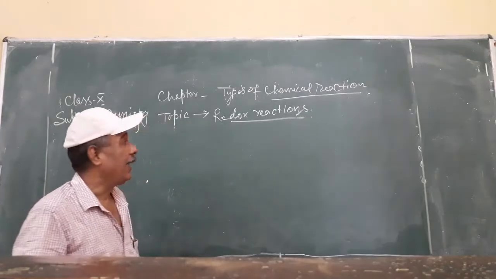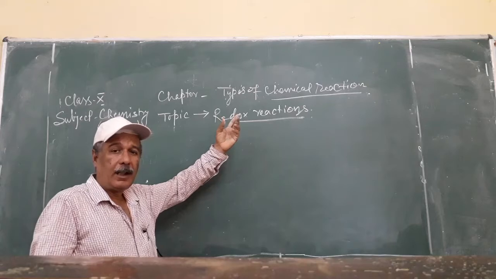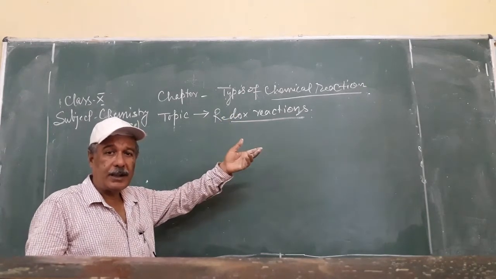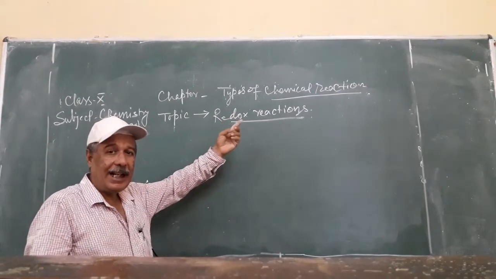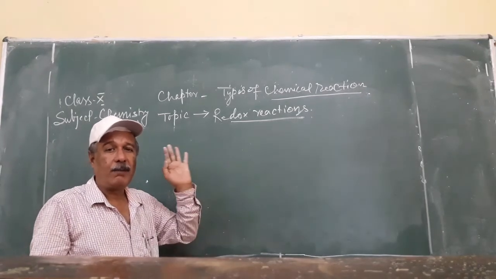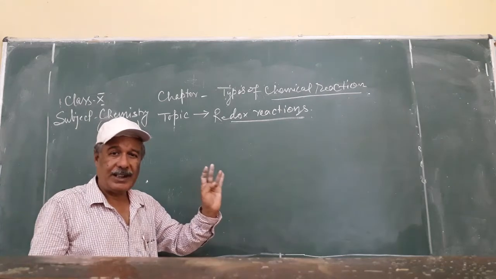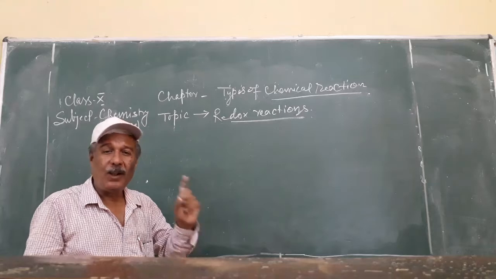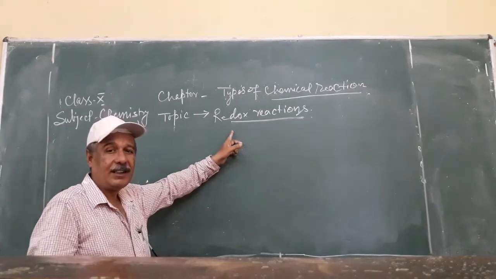Students, in the chapter chemical reaction and chemical equation, we are discussing types of chemical reaction, and in that we had studied about combination reaction, decomposition reaction, displacement reaction and double displacement reaction, and one was left. What was left? It was the redox reaction.